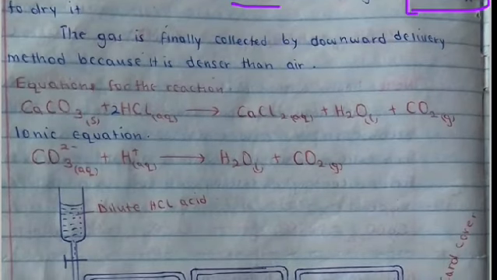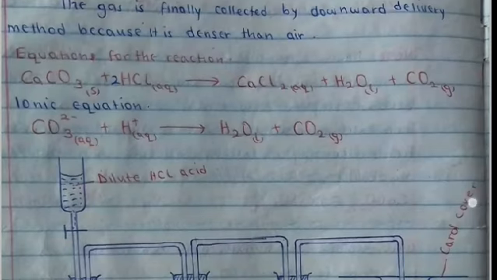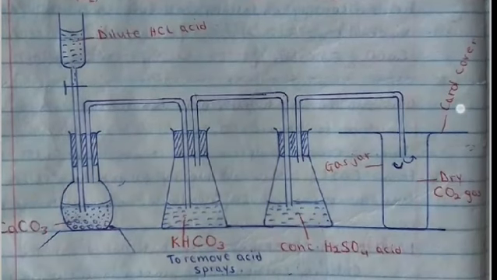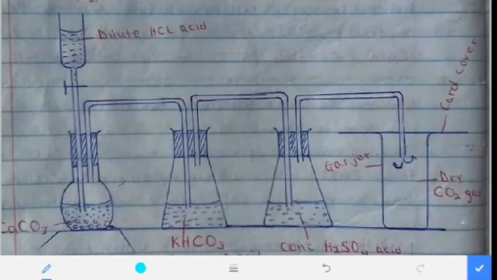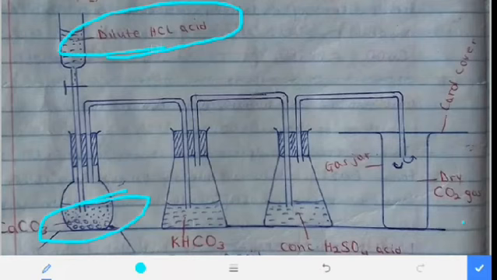From there, the gas is finally collected by downward delivery method because it is denser than air, and the equations are the same. Only the diagram changes. So here we have the diagram. In this diagram, as we can see, we have calcium carbonate in the flat bottom of the flask. Then dilute HCl is added.